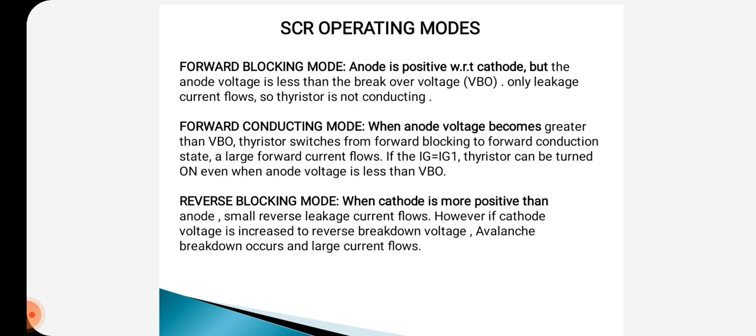Now reverse blocking mode. This compensates the drop in forward voltage. This is due to the fact that a low doped region in P1 is needed. It is important to note that the voltage ratings of forward and reverse blocking are equal. When the cathode is more positive than the anode, a small reverse leakage current flows. However, if the cathode voltage is increased to the reverse breakdown voltage, then avalanche breakdown occurs and a large current flows through it.